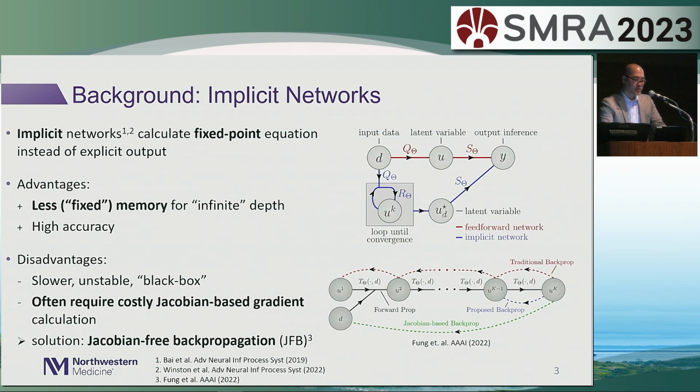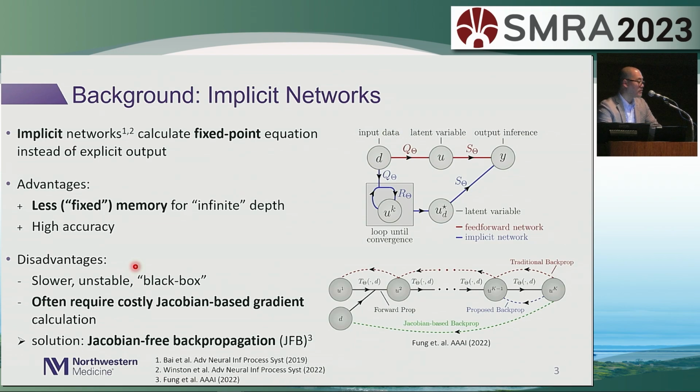This has been shown to be very competitive with state-of-the-art deep learning networks. And the nice thing is that it requires significantly less memory to arrive at the infinite-depth solution. But the downside is that it is slower, it can be very sensitive to the architecture that you choose, and it can be unstable. And again, the fixed point part is another black box. So even though you want it to be more interpretable, you introduce another black box. And also, it doesn't come for free, so it often requires a very computationally costly Jacobian-based calculation of the gradients. That slows it down, but there's a solution.